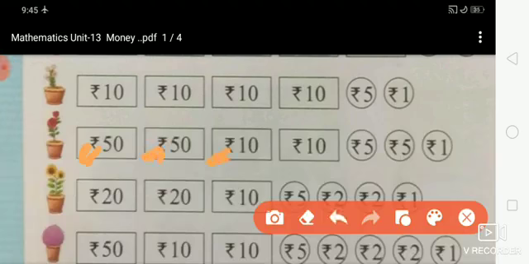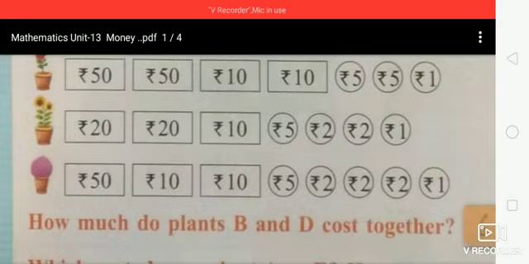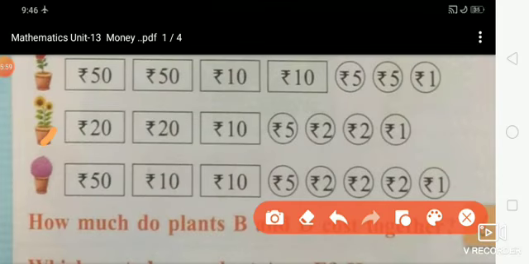50 rupees note, 10 rupees note, 10 rupees note. That means the circle is coin: 5 rupees, 5 rupees and 1 rupee. Now next, sunflower. 20 rupees note, 20 rupees note and 10 rupees note. That means 20, 20 is 40, plus 10 is 50 rupees. Then 5 rupees coin, 2 rupees coin, 2 rupees coin and 1 rupee coin: 5 to 7, 7 to 9, 9 and 1 is 10. That means 60 rupees.